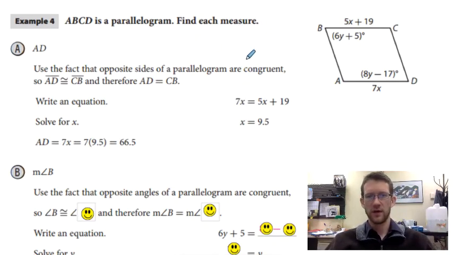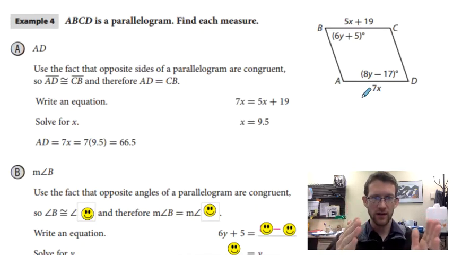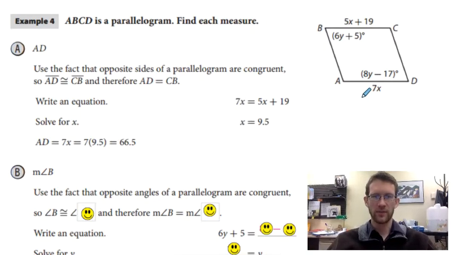So for example, we have this. It tells us it's a parallelogram. Since we know it's a parallelogram, we can conclude all of these things about the properties of a parallelogram. So for example, if we want to find the length of AD, we know that AD is equal to BC. BC is 5x plus 9, AD is 7x. Therefore, we can set them equal to each other and solve.